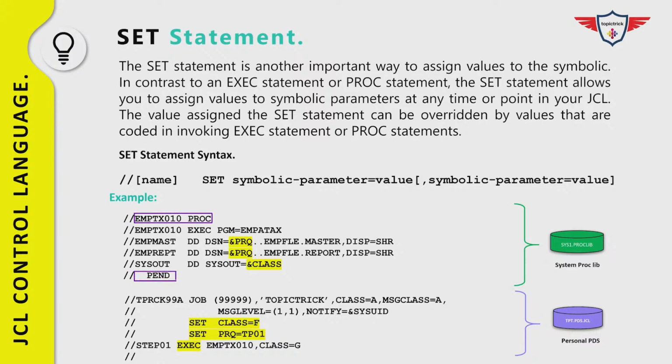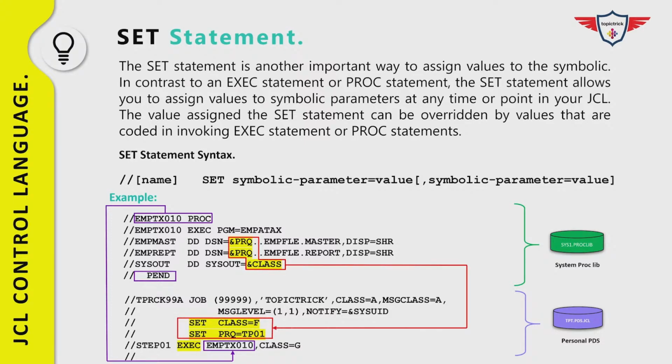And if you notice step 01, which is actually an execute statement to invoke the catalog procedure emptx010, on this step I've also specified the symbolic parameter class equals g. Now in this situation, the value of the class parameter specified on the execute statement is going to override the value specified with the help of the set statement. So this is an important point and you should always remember that.